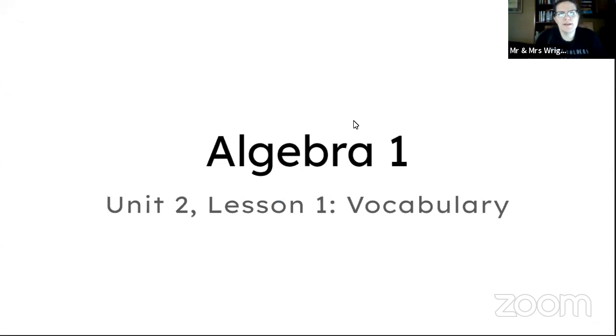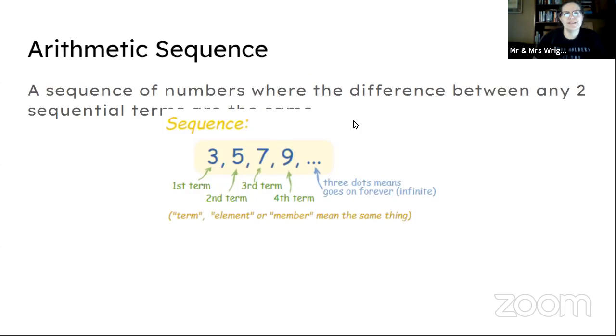All right, welcome back. Algebra 1, Unit 2, Lesson 1. Today we're going to go over some vocabulary that's important to know when we get into the Unit 2 work. We're going to start with arithmetic sequence.